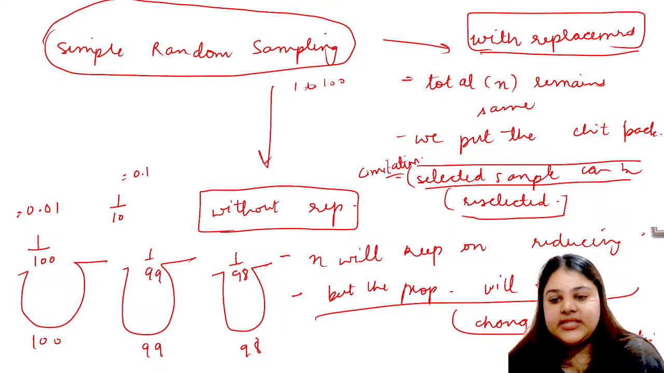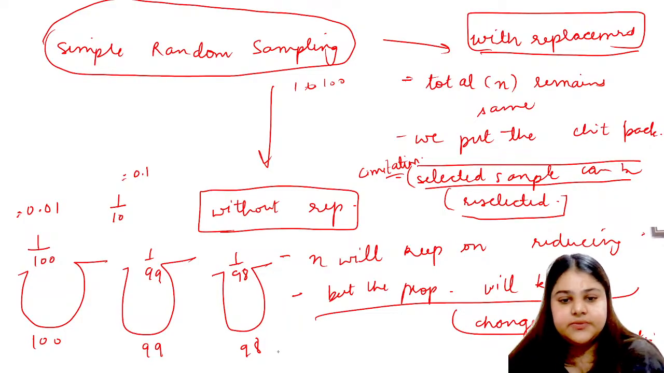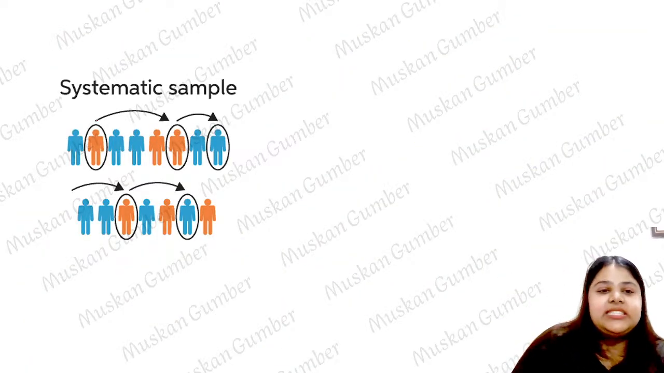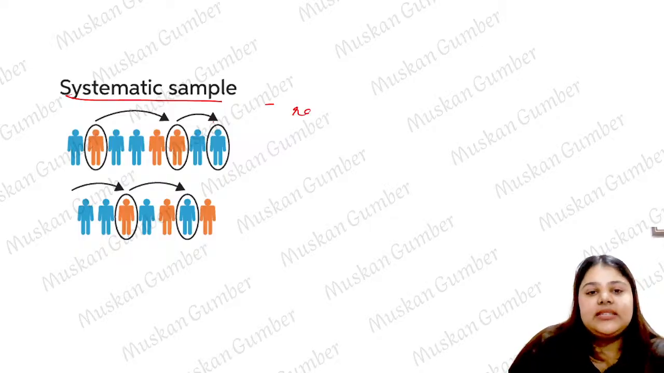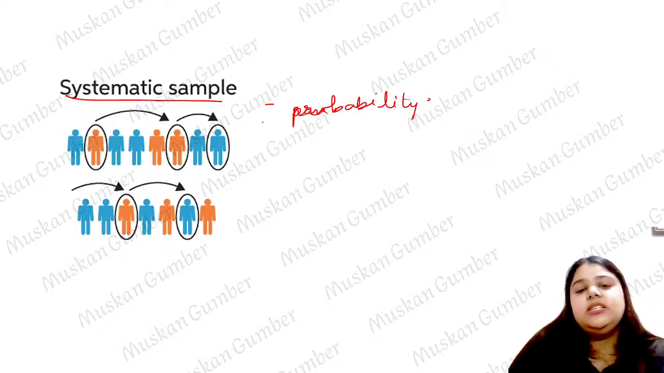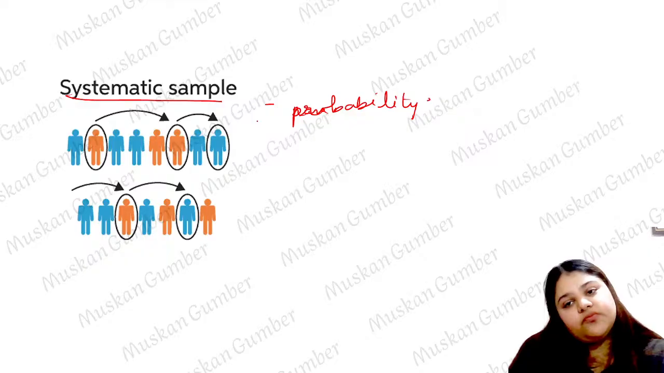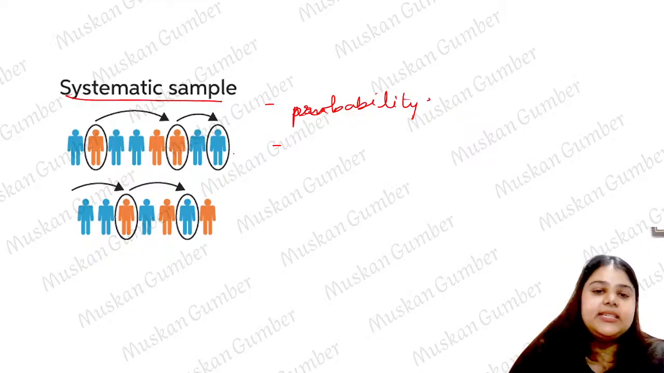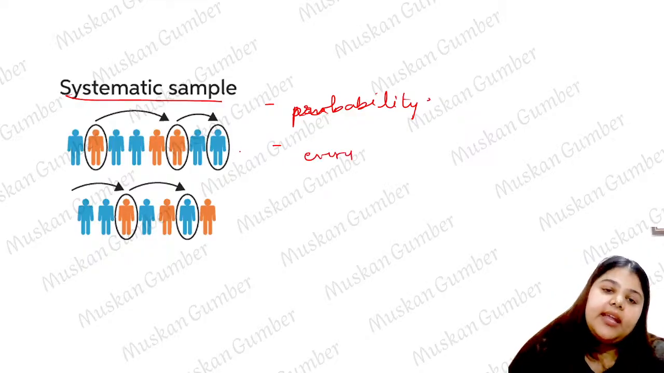Moving ahead to another type of sampling. We have systematic sampling. Systematic sampling again is a type of probability sampling wherein we can calculate the chances of a person getting selected. Here, every nth person will be selected.